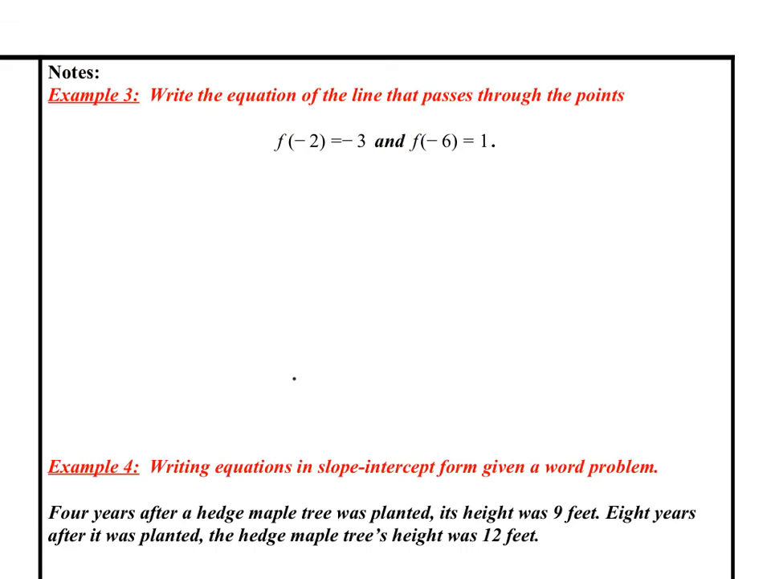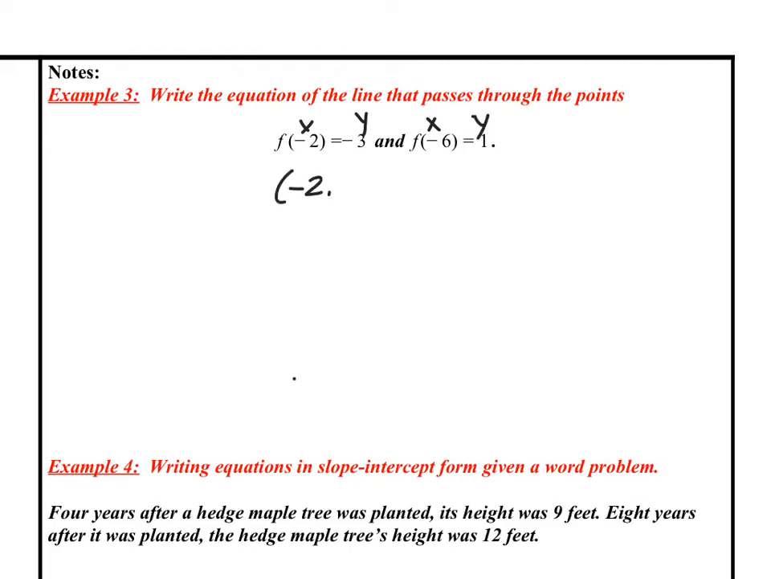Example 3 looks kind of weird. It's in function notation, which remember just tells you inputs and outputs. So what you're saying here is that when I input -2, I output -3. When I input -6, I output +1. So that means that this is my x and this is my y, inputs, outputs. And then again x and y. So you can write this as 2 points.